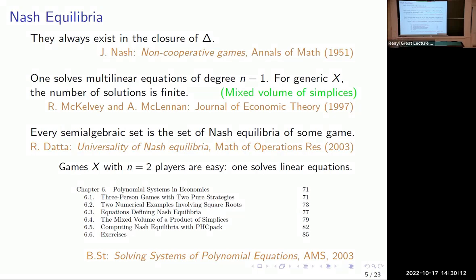Okay. Now, I looked at this almost 20 years back. I wrote a little booklet called Solving Systems of Polynomial Equations. And one chapter was called Polynomial Systems in Economics. And I think this is still a nice brief introduction to the subject. So here we're talking about the equations that define Nash equilibria. Then the mixed volume arises. It counts the number of solutions. And then how you actually find them with the numerical packages that were the state of the art 20 years ago. Okay, so this is a quick review of Nash equilibria.